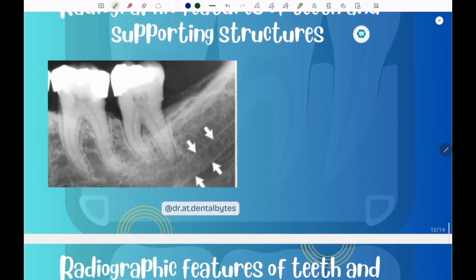This is again a mandibular molar IOPA. This is the inferior alveolar canal. This is the radiopaque superior border and this is the inferior cortical border.